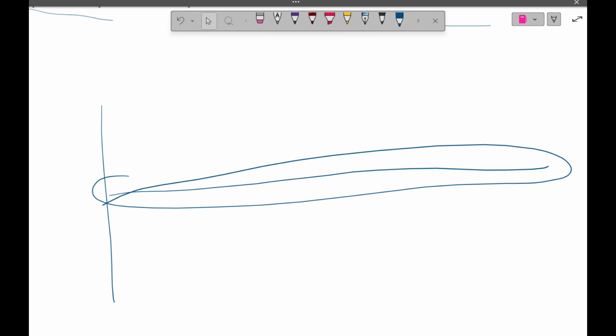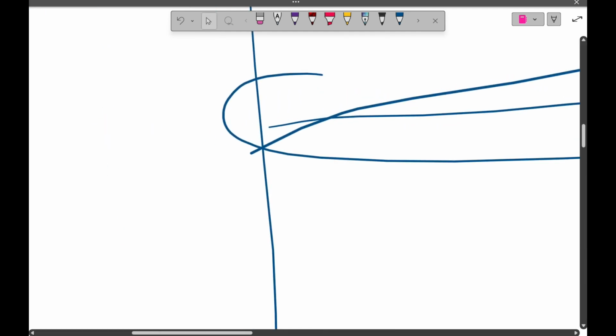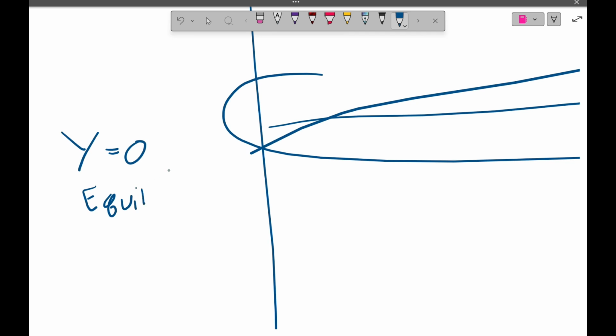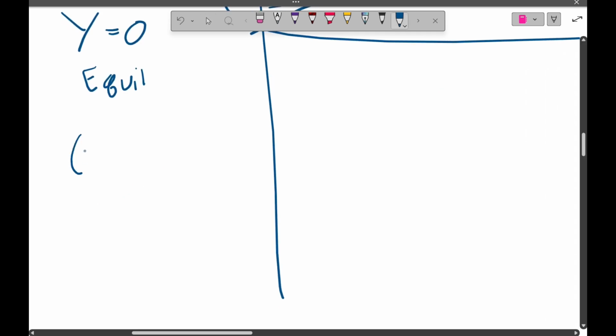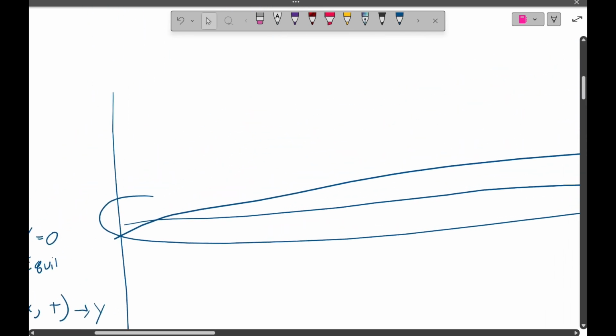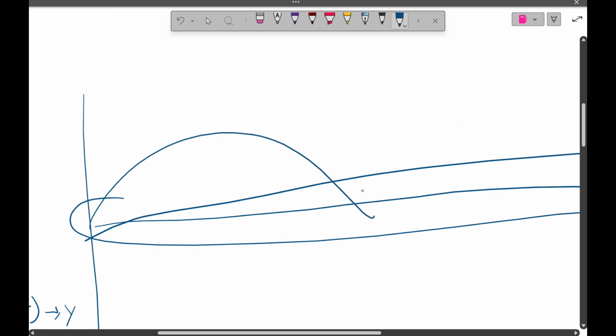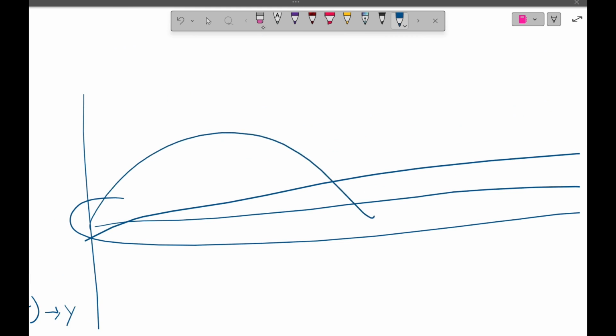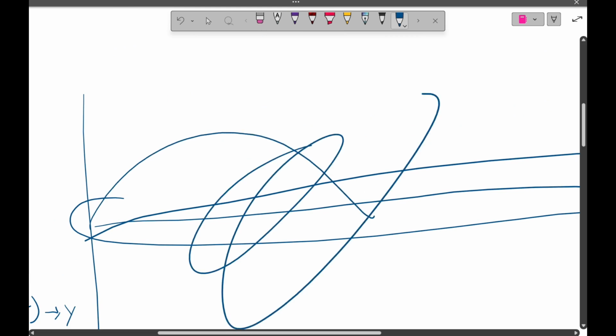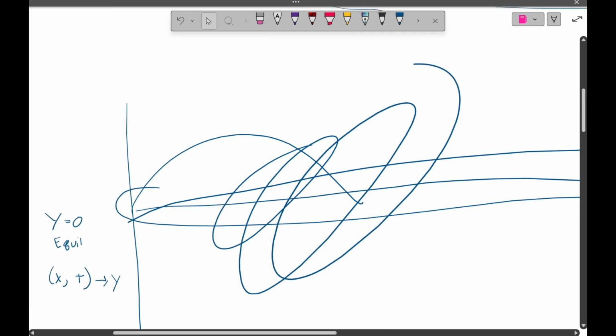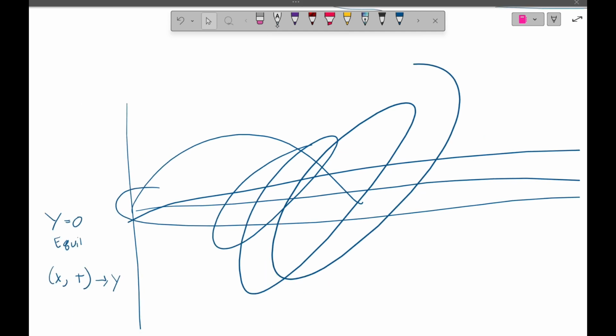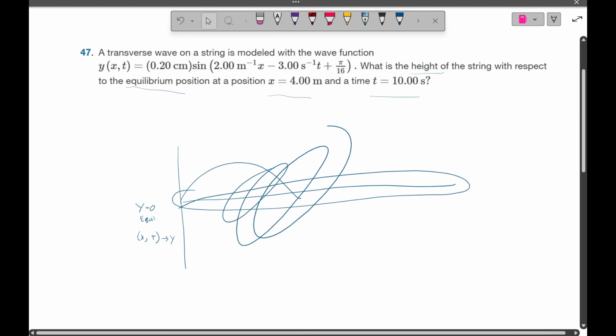So it's essentially saying, okay, if y equals 0 is equilibrium, then given an x and a t, y is potentially somewhere not at equilibrium. This is really messy. Hold on, let me get rid of the, oh geez, hold on, give me a minute. I'm going to cut this out in the video, of course.